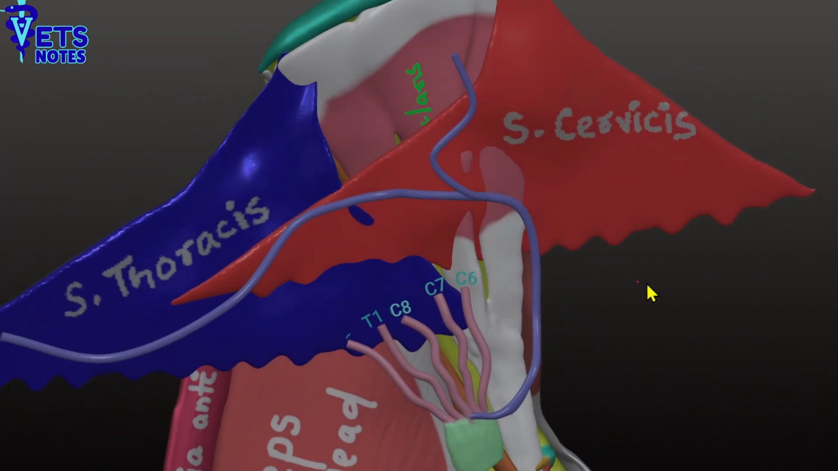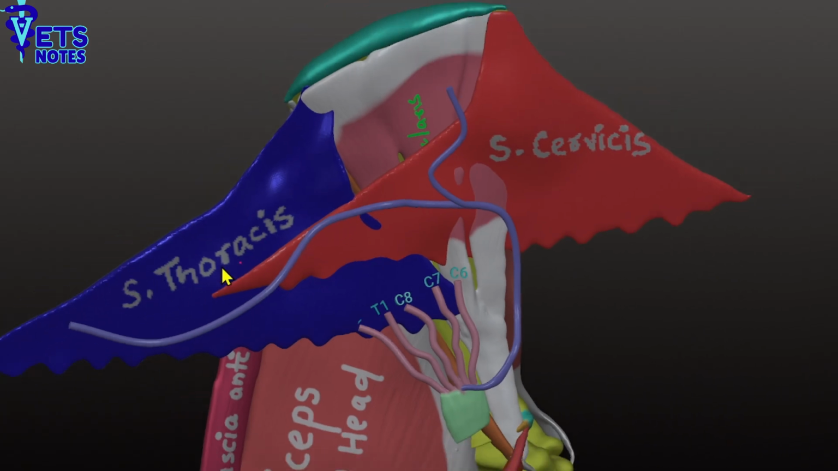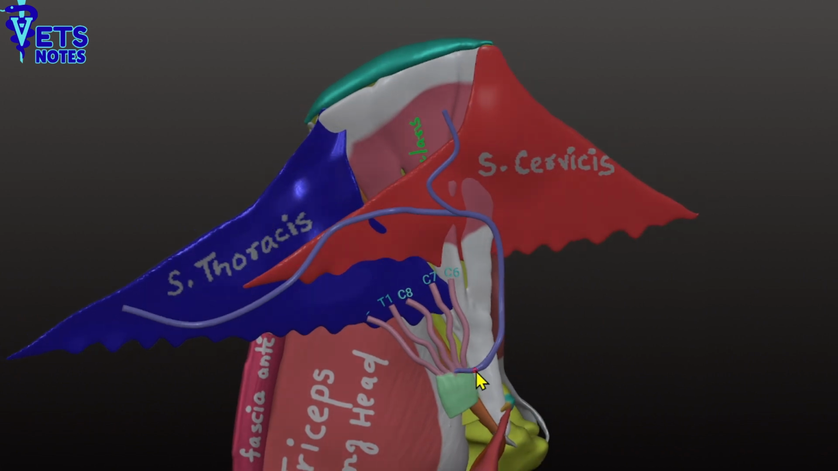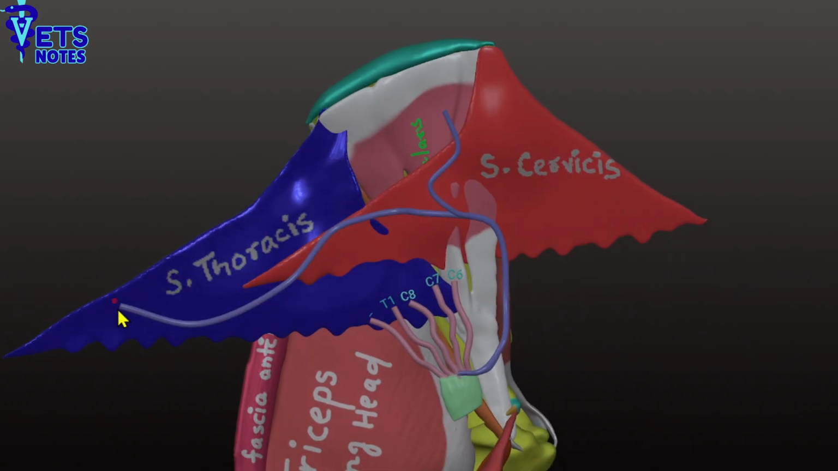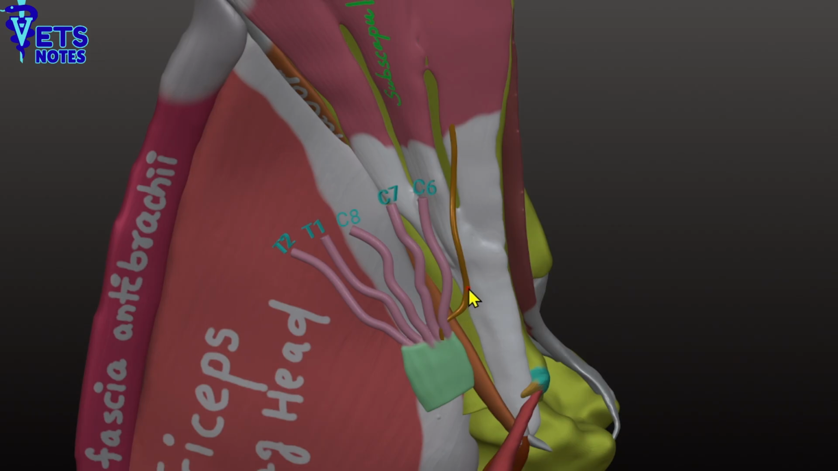First, it will innervate this muscle, serratus cervicis. Again, it will move backward and supply this muscle, serratus thoracis. So we can say that the long thoracic nerve is supplying the serratus ventralis muscle, meaning first serratus cervicis and then serratus thoracis muscle. The next branch of the brachial plexus we will discuss is this one.